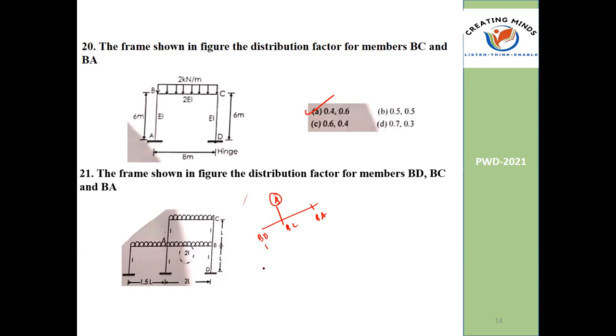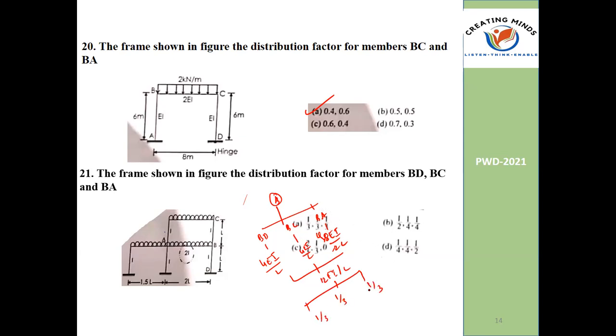For BD, 4EI by L. For BC, also 4EI by L. For BA, 8EI by 2L, which is also 4EI by L. So the sum should be 12EI by L. If you do this, you are getting 1 by 3, 1 by 3, 1 by 3. See the answer? Which option? A. Very good. That's all. A is the option.